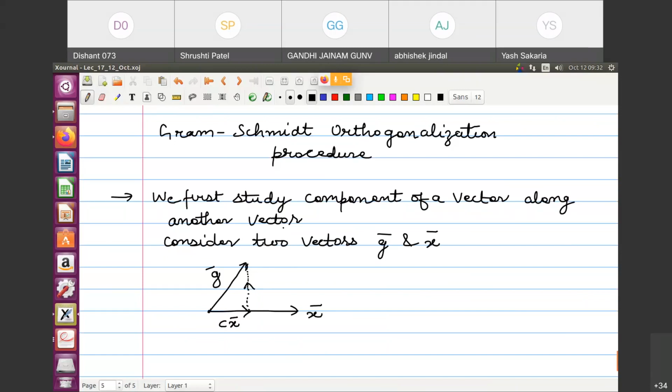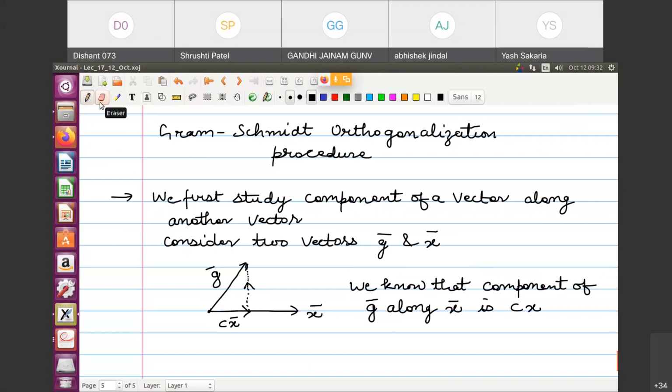Now, if at all we have studied projections in some other course, so we know that component of G along X is C of X bar. Okay.